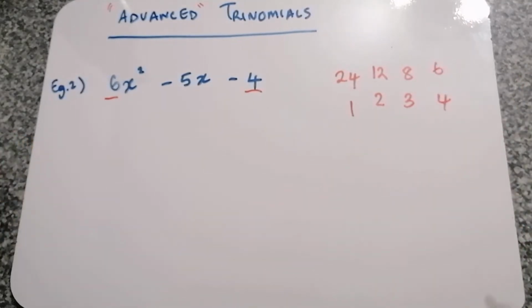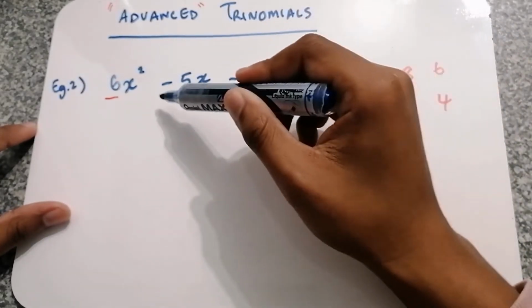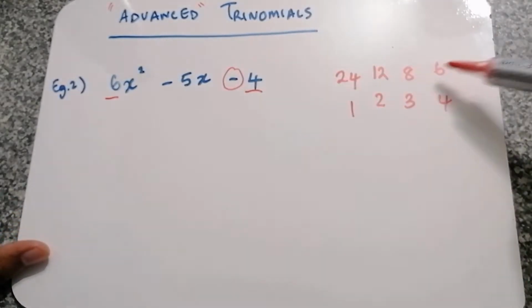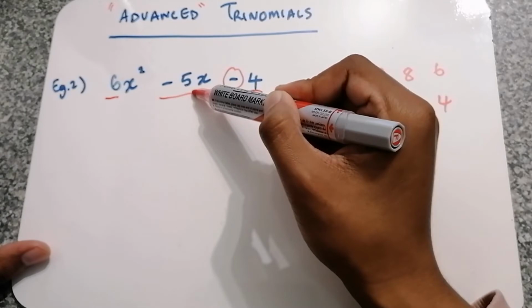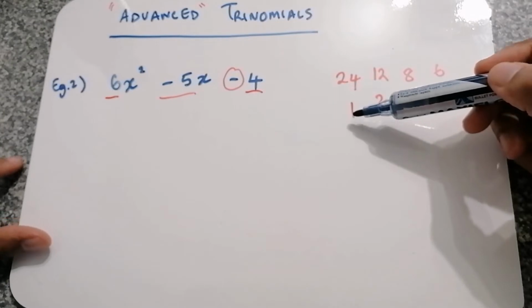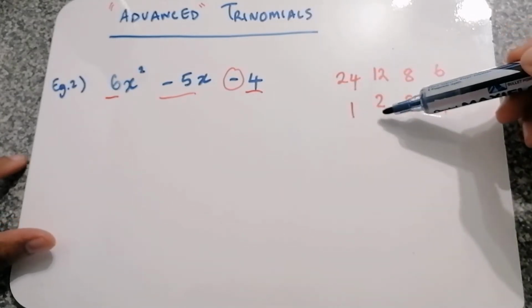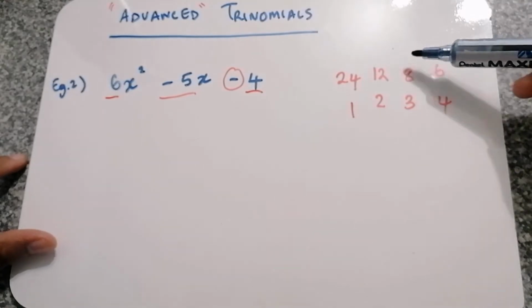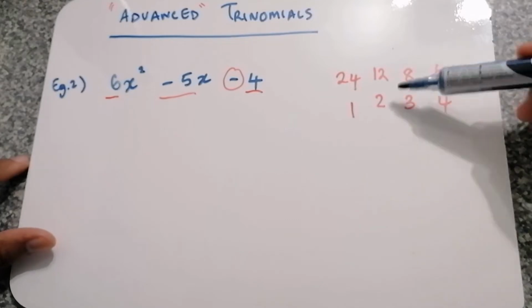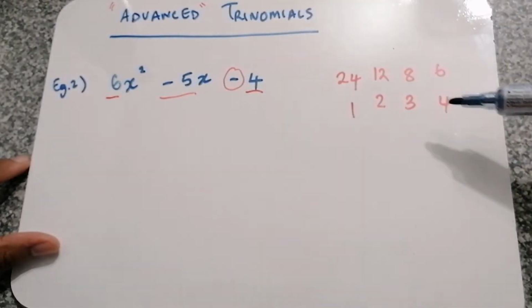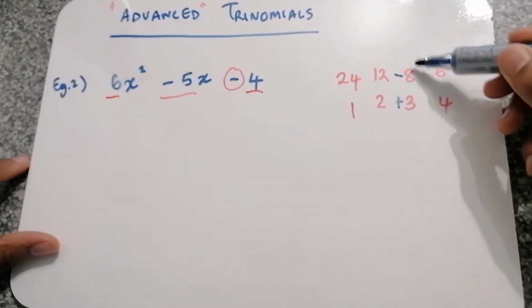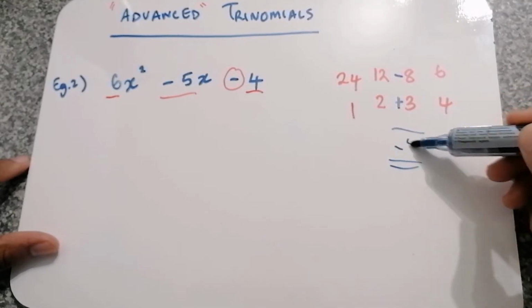Now, which factors minus together is going to give me negative 5? Let me ask the question one more time. Which factors of 24 minus by each other will give me the negative 5? So, if I say 24 minus 1, I get 23. If I say 12 minus 2, I get 10. If I say 8 minus 3, I get 5. If I say 6 minus 4, I get 2. So, 8 minus 3 is 5. But since we want to end up with negative 5, I should say negative 8 and positive 3. Negative 8 plus 3 gives me negative 5.